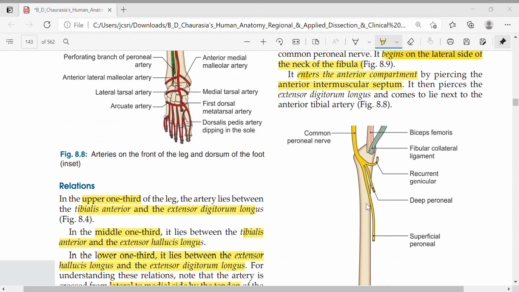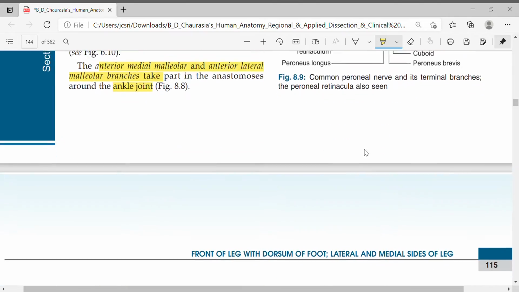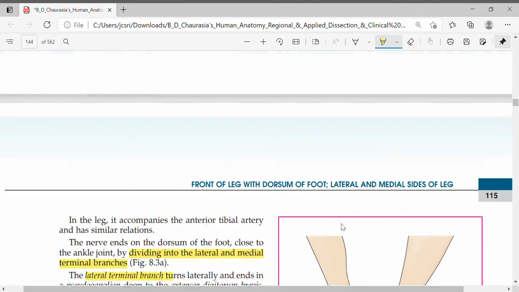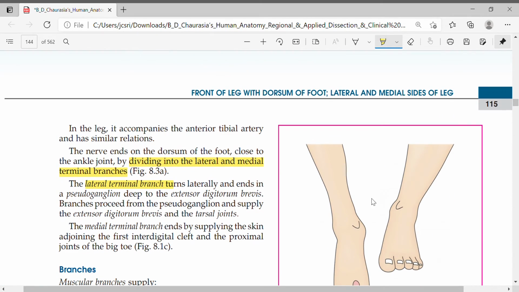So this, you can see the extensor digitorum longus. It pierces the extensor digitorum longus, okay, and then it comes to lie next to the anterior tibial artery. So in the anterior compartment, it is piercing which muscle? Extensor digitorum longus muscle, right? And in the leg, it accompanies the anterior tibial artery and has a similar relation.